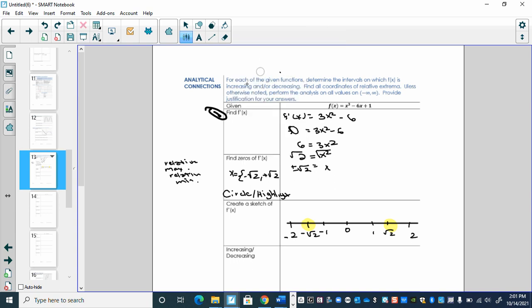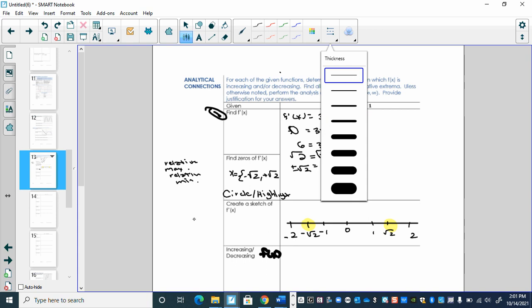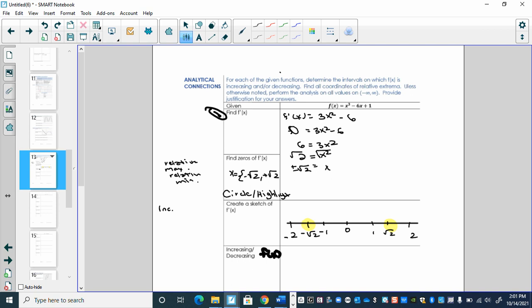The next thing is I want to work on whether or not f of x is increasing or decreasing, and if it's both, where that is happening. It's increasing when f prime of x is greater than 0. It's decreasing when f prime of x is less than 0. And remember, my minimums and maximums are when f prime of x equals 0.